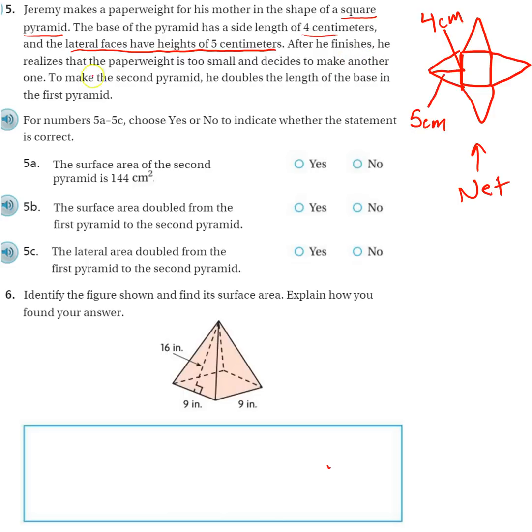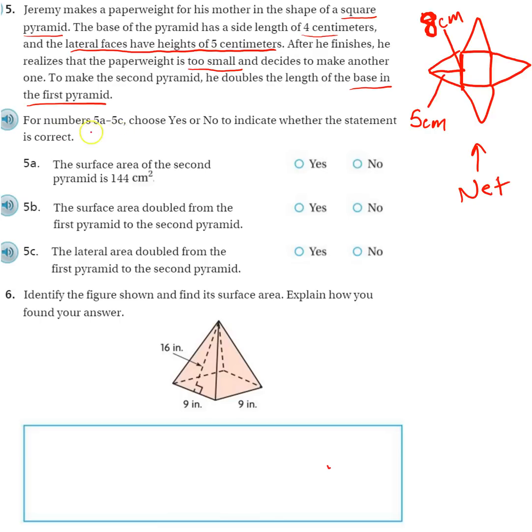After he finishes, he realizes that the paperweight is too small and decides to make another one. To make the second pyramid, he doubles the length of the base in the first pyramid. So he doubles this. So now 4 doubled would mean 4 times 2. So now this is 8. Now it doesn't say anything about the height changing.